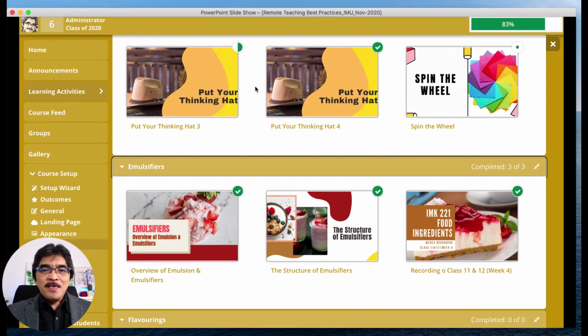So that's why you see here, I name my activities "Put Your Thinking Hat". When the students see this, they know that these are the activities where they need to really think, get themselves into the thinking mode and try to solve the problem. The problem given is always aligned with the learning outcome, and some of these problems we can go through with them in the classroom.